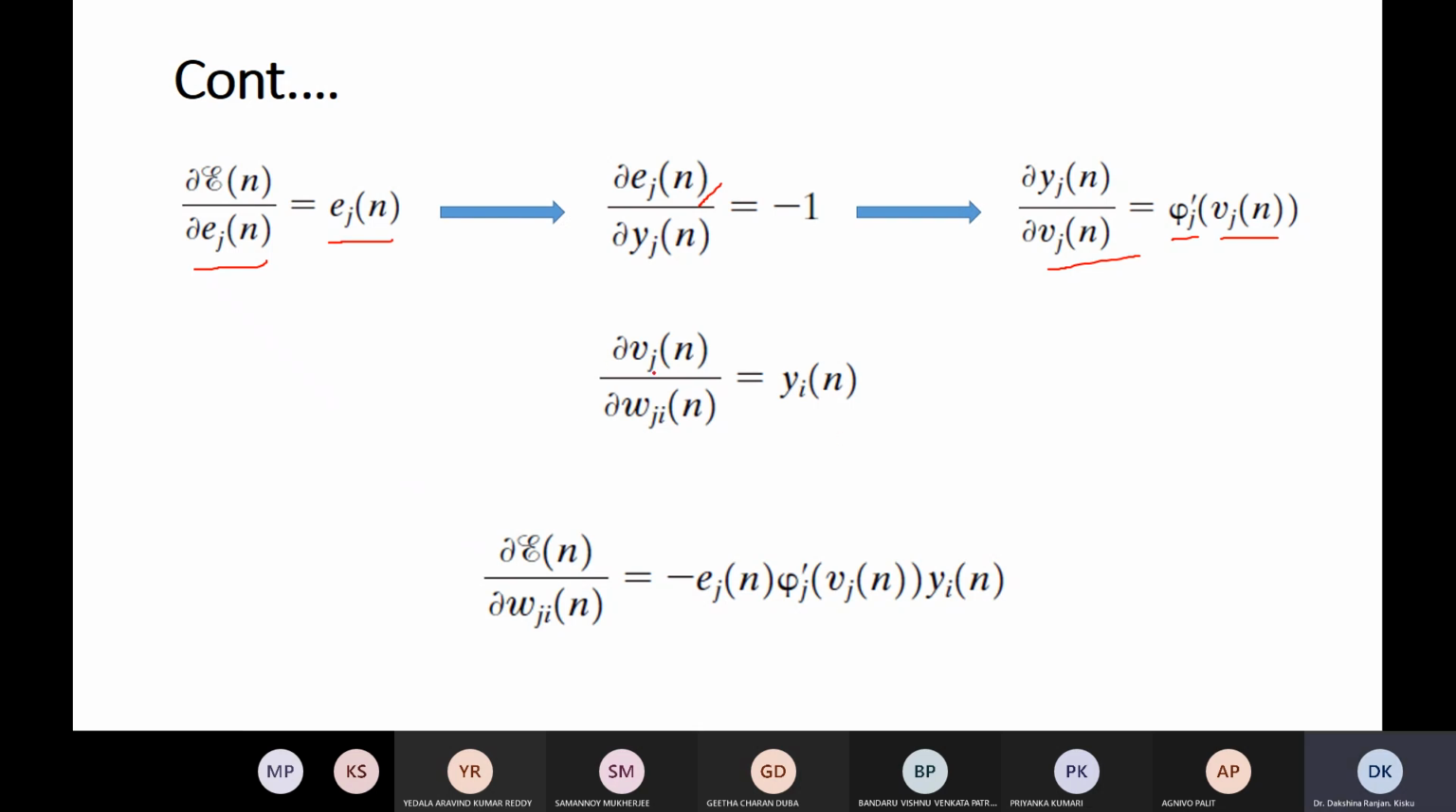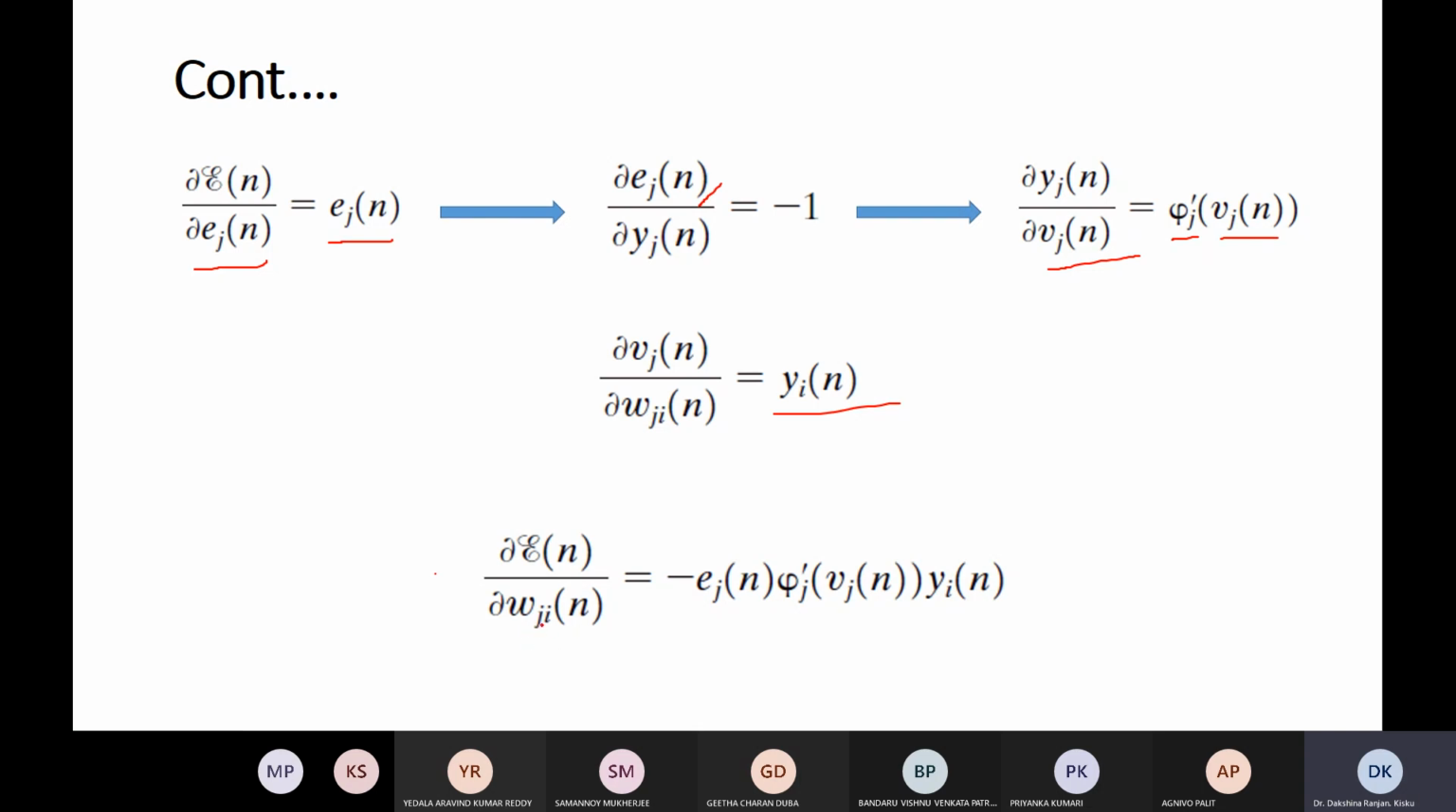And again, if we consider the induced input for neuron j, we can obtain the derivative of this function with respect to the weight, and this will give us y_i(n). So this y_i(n) is nothing but the input which is fed to the input layer. When we combine the results of all these derivatives, we can obtain the derivative of the function f of n with respect to w_ji(n). This f of n is nothing but the error function computed for neuron j.